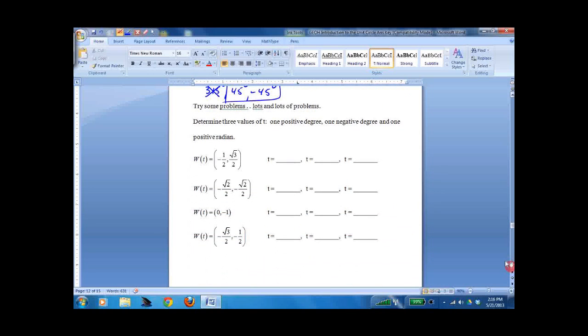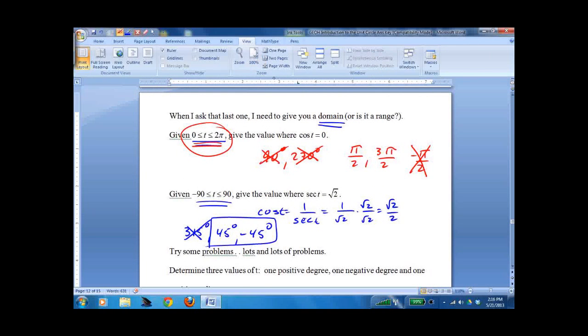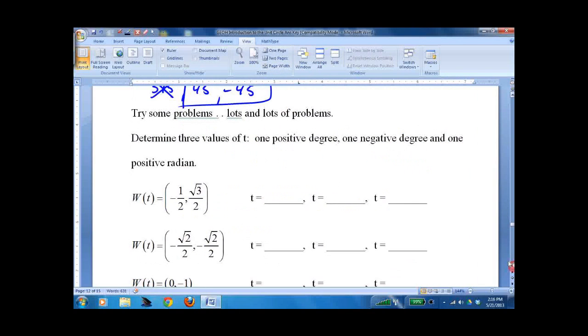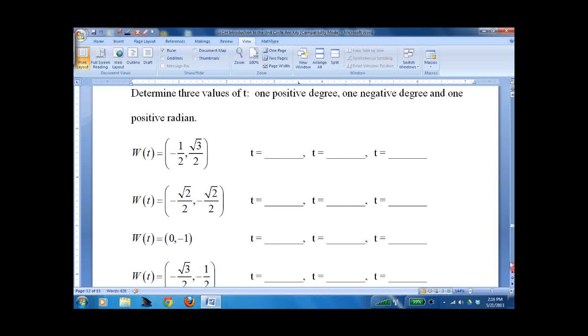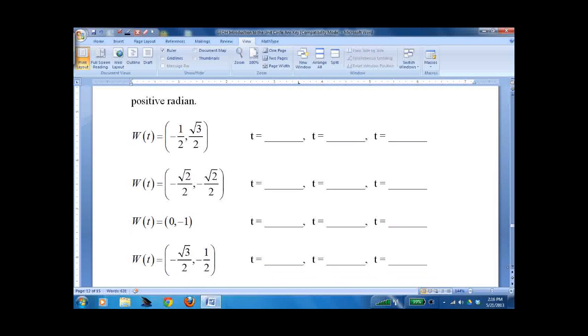So here are four questions. Going to zoom in a little bit, which will mess things up. I want you to try these four. Give a positive degree, negative degree, and positive radian. And I'm going to do them in a second, so give it a shot.